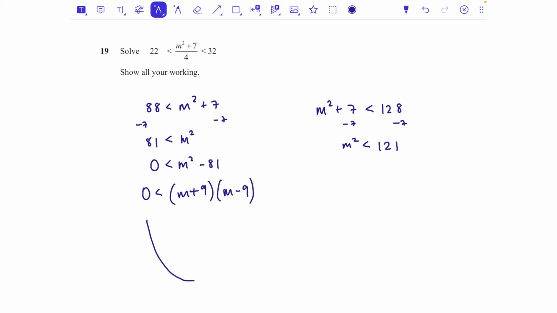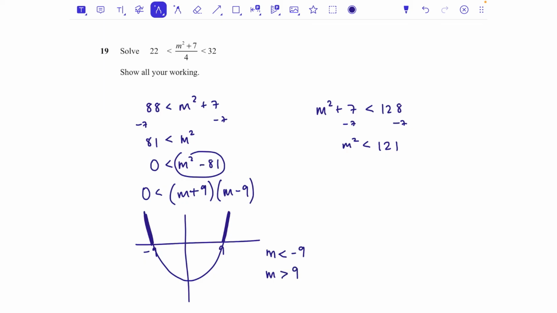So this quadratic looks like this. It crosses at minus 9 and 9. Now, where is that greater than 0? Well, it's greater than 0 here, and it's greater than 0 here. So I need to make sure that my solutions here are when m is less than minus 9, but also when m is greater than 9. Both of those values, as long as it's minus 10, minus 11, or 10, 11, when you square it, it ends up being positive, so it's going to be greater than 0. So that's one part of my solution. Same thing's going to happen over here.